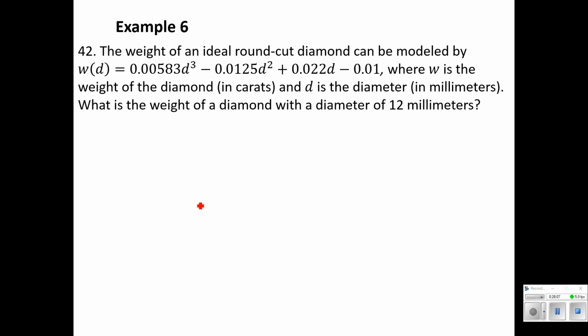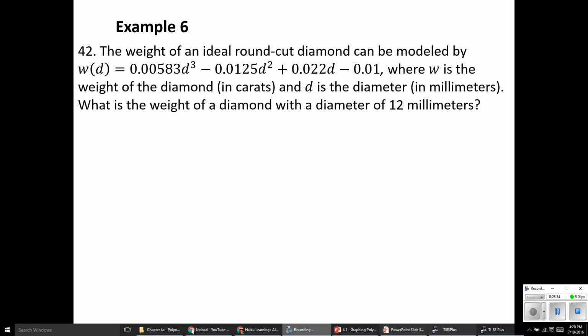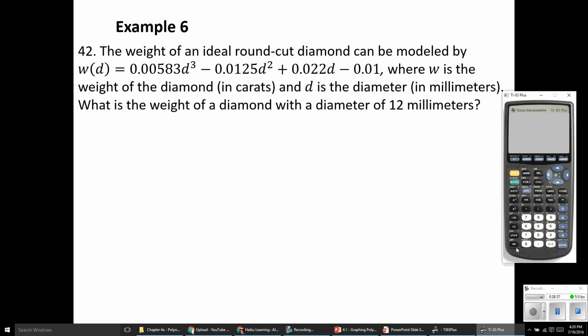And example 6, here's a calculator problem. The weight of an ideal round-cut diamond can be modeled by this function, and it's a cubic function, where W is the weight of the diamond in carats, and D is the diameter of that round-cut diamond in millimeters. What is the weight of a diamond with a diameter of 12 millimeters? Okay, well, let me open up the calculator here. And let's take a look. So here we want to evaluate this function with 12 as an input.